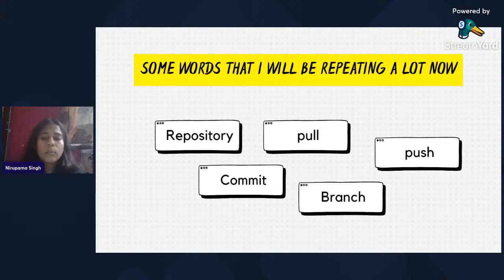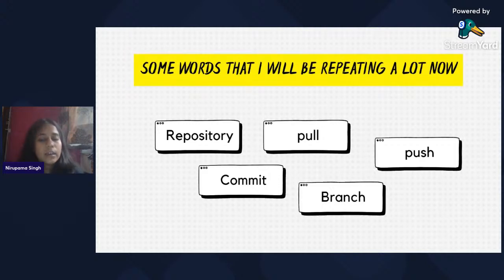Then there is pull, push, commit and branch. I'll be going in a particular order: commit comes first, then push, then pull. So, what is the meaning of commit? Okay, let's just go from pull and push first. What is pull and push? You know the basic English meanings of pull and push. Now, git pull and git push are commands that go inside the Git command line.